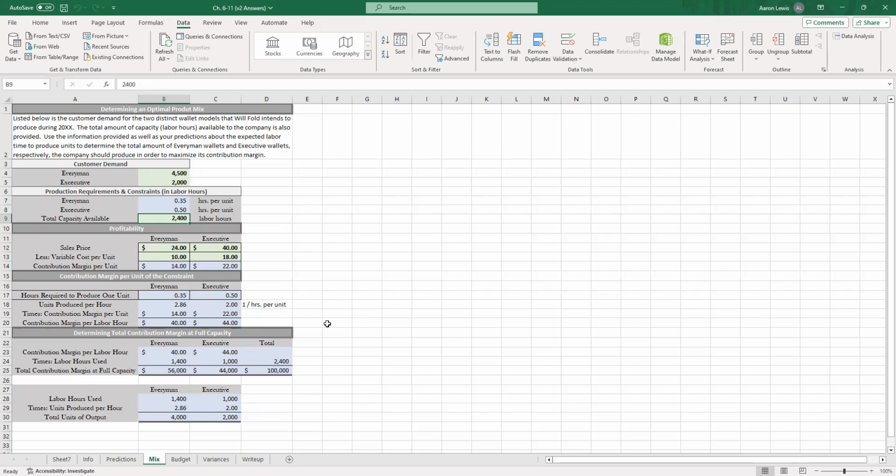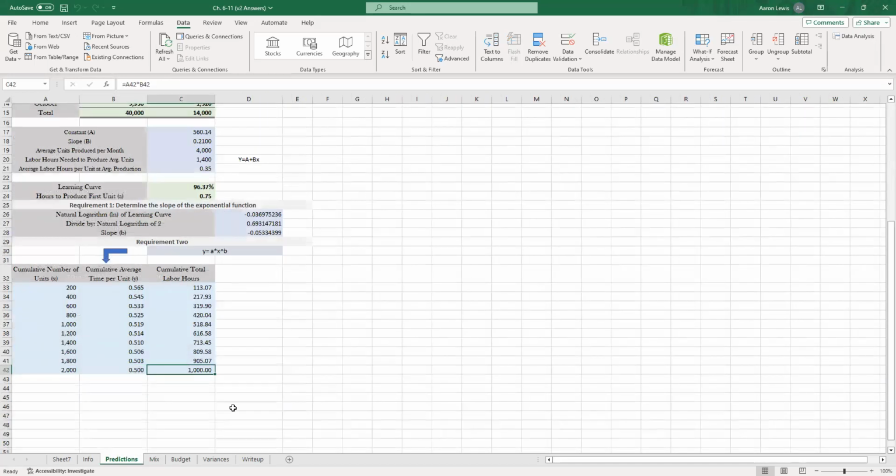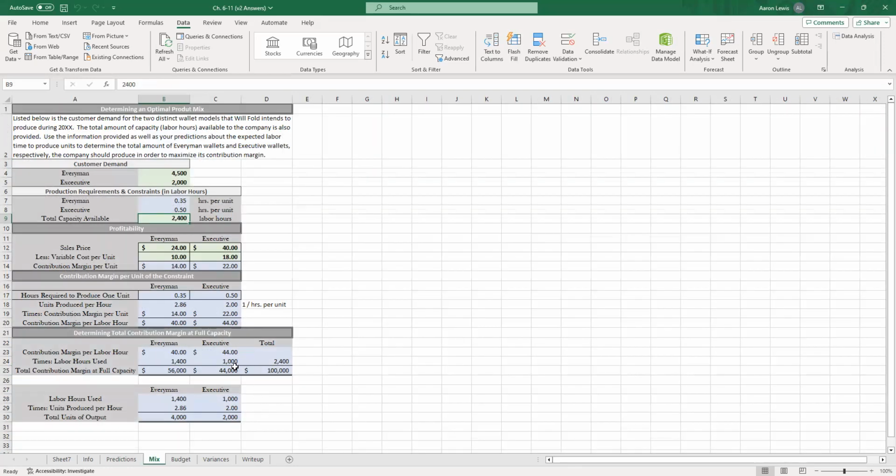So we want to max out on production of the executive first, because that's how we're going to get the most profitability. Well, if we max out, what is maxing out? There's only customer demand for 2,000. So we should make 2,000 executive models, put that in our schedule before we even start contributing any time to the everyman. And to make 2,000 units, according to our predictions, it's going to take 1,000 cumulative total labor hours. So over here in our mix, we should dedicate that 1,000 hours to the executive. Since we only have 2,400 hours of capacity in total, that leaves 1,400 for the everyman.